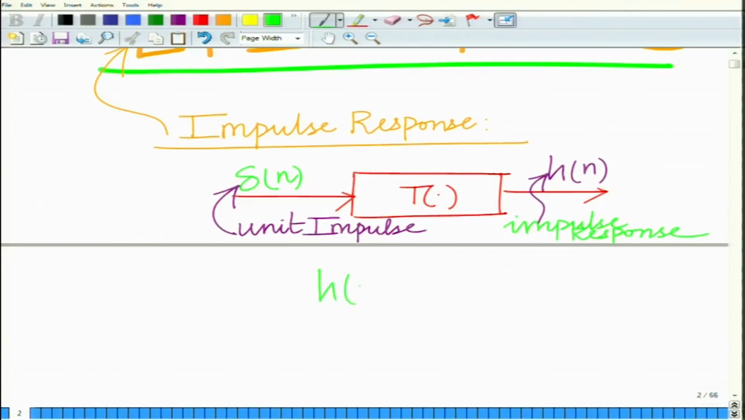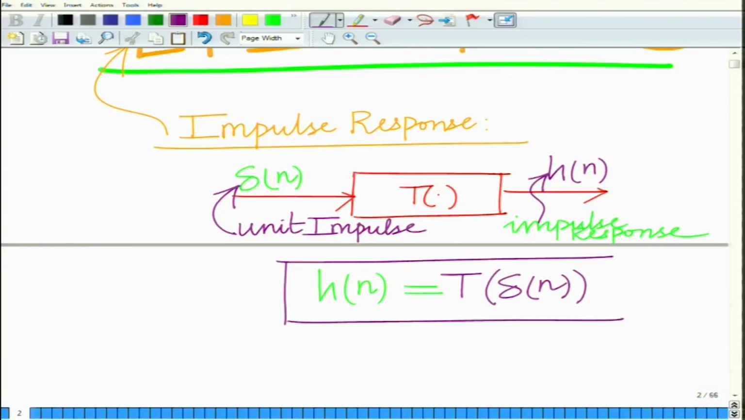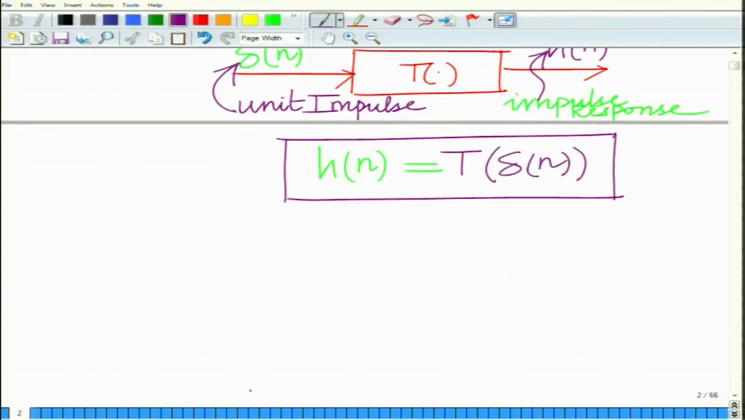So, we have h of n, the impulse response of the discrete time LTI system, is T of delta n. This is your impulse response, or the response to the unit impulse.